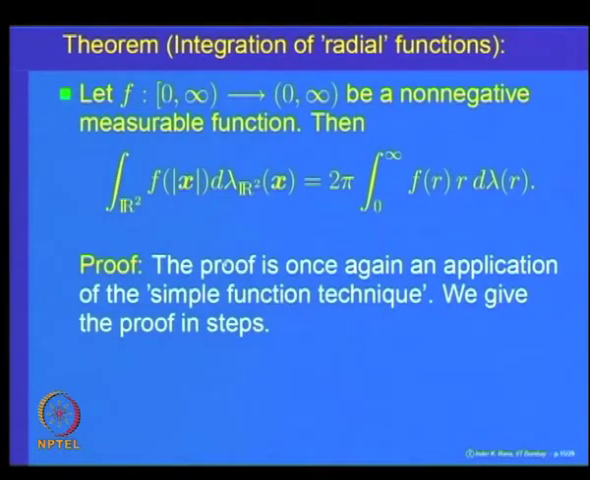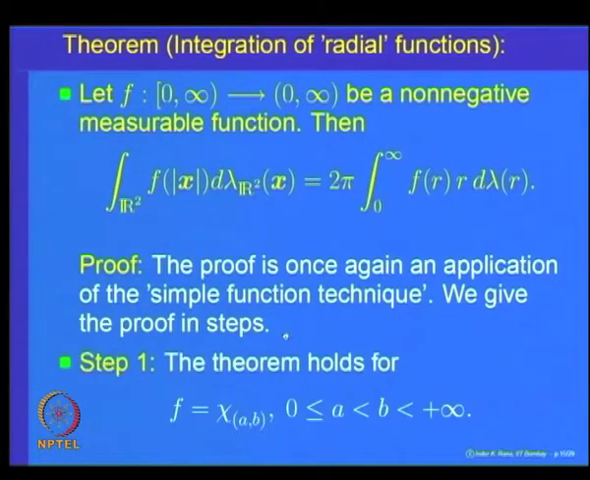One tries to prove that for simple measurable functions this is true, and then applies the monotone convergence theorem and so on. I will just outline the steps for a detailed proof. You may consult the textbook. Let us look at the first step, when this function f is the indicator function of an interval (a, b), where (a, b) is an interval in the non-negative part of the real line.